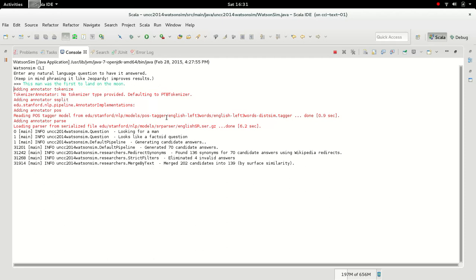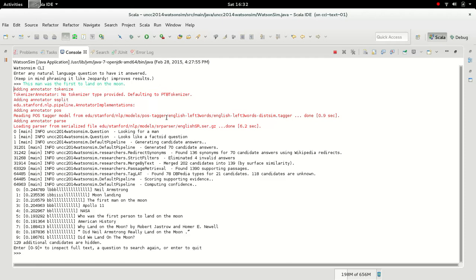In total, it found 136 synonyms, and merged 202 candidates into 139. So, it will perform 139 queries against the passage retrieval database. Lastly, it queried the candidates' types to ensure that they match what the clue expects, and the scoring and final confidence calculation began. It computed that Neil Armstrong was the most likely candidate answer.